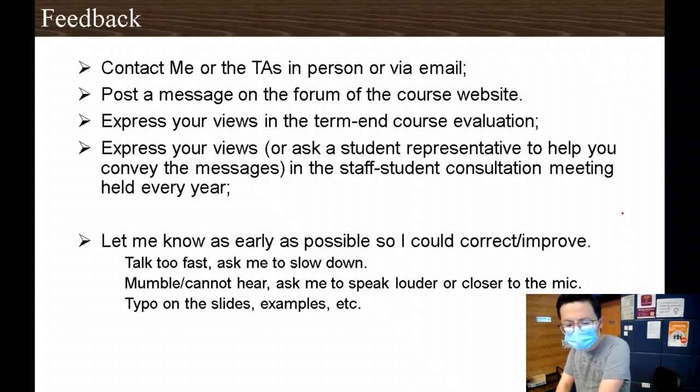And this is my first time teaching this course, and unfortunately the previous teachers either retired or left CUHK, so I didn't have anything on hand. All the slides are prepared by myself, and I can imagine that there are a lot of typos on the slides, and maybe in some of the examples, so please let me know if possible. You can let me know in class, or if you want, send me emails or in person later.